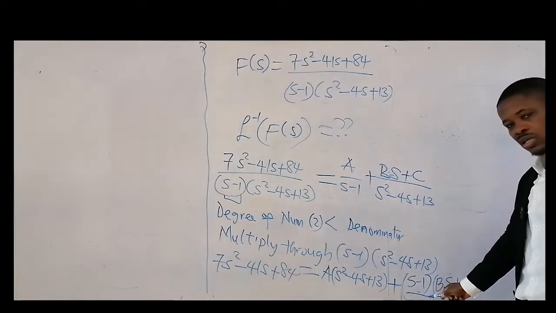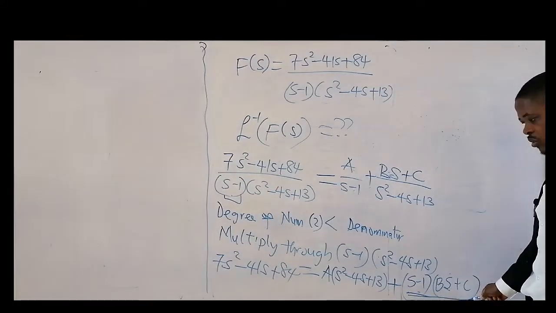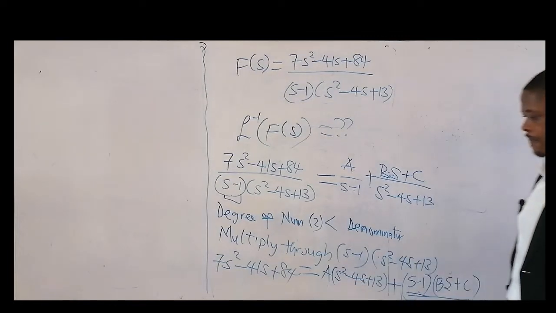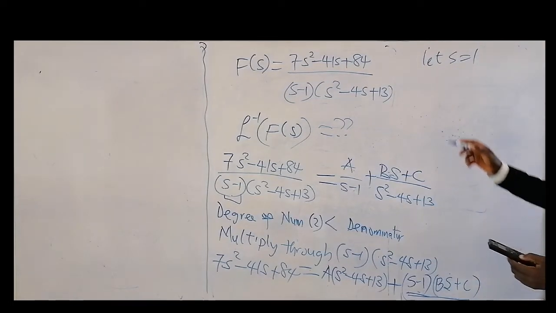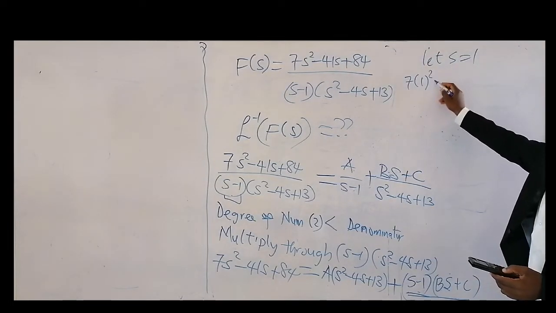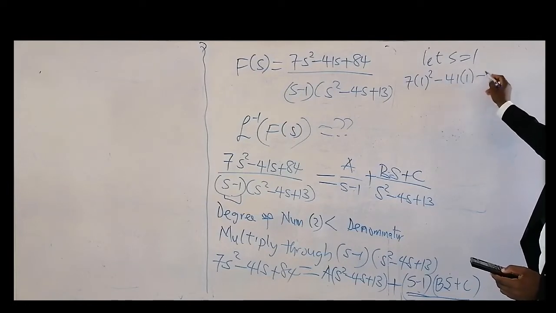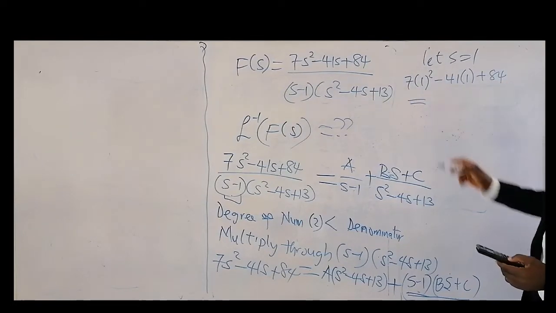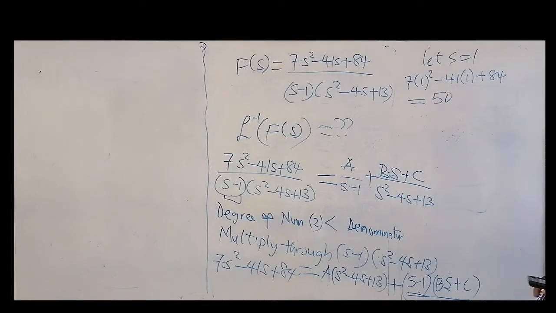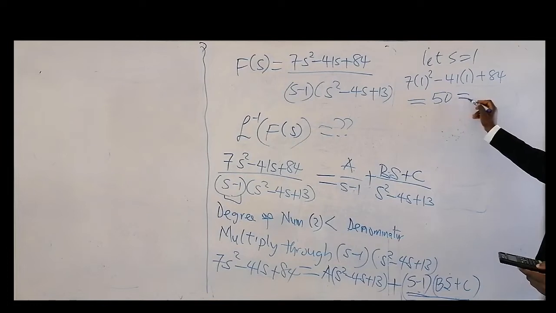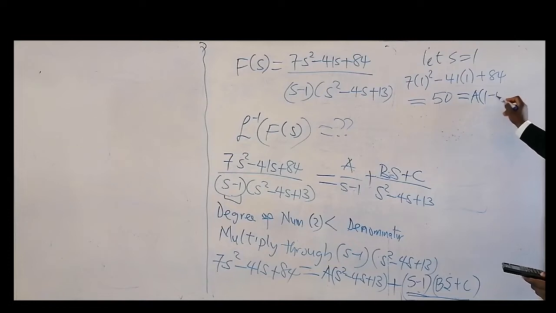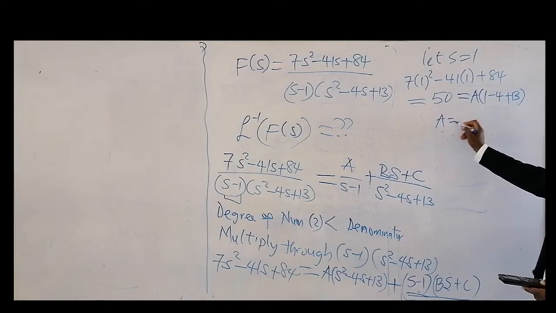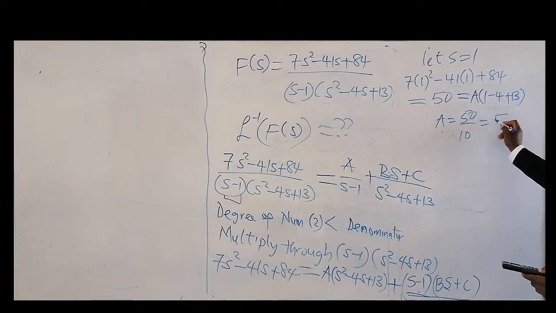Okay, so what we're going to do here, this is x minus 1. If you give x equal to 1 here, this expression will cancel, then we can generate A. Let x equal to 1, then we have 7 times 1 squared minus 41 times 1 plus 84. So that will give us 50 on the left side. Then we come here, equal to A times (1 minus 4 plus 13), so that will be 10. So A is equal to 50 over 10, and that's A is 5.